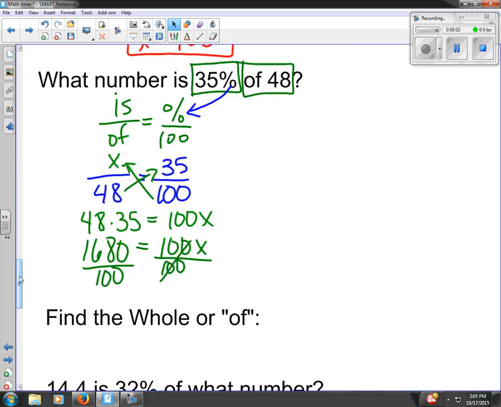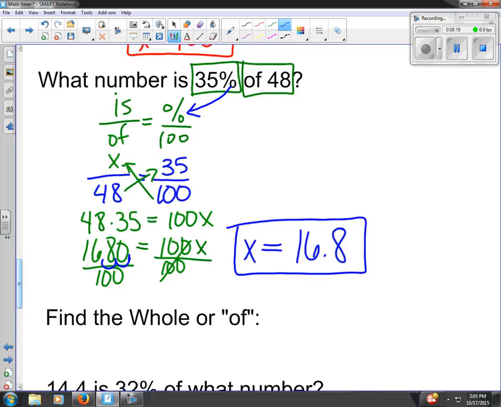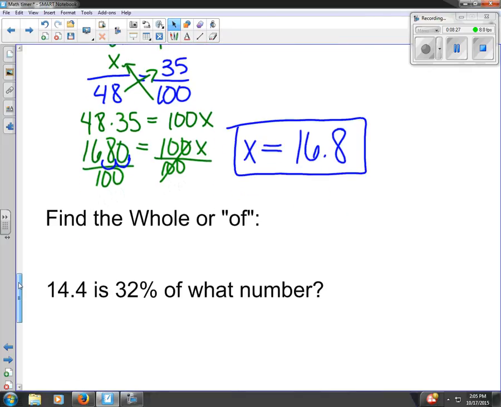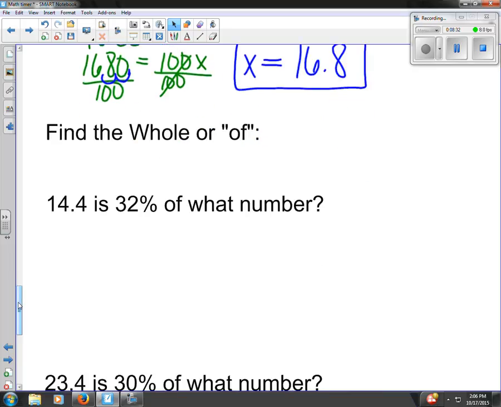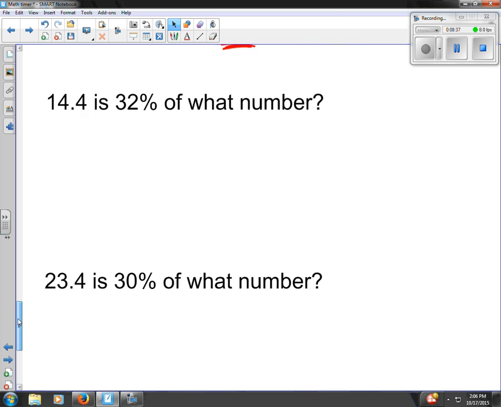When you divide by 100, like we learned last video, you just move the decimal point 2 spaces to the left. The decimal point's hidden on the right, so you move it to the left. 1, 2. So the answer is 16.8. No, it is not a percent, so do not write a percent sign. Remember, the part is not a percent. Now we're looking for the whole, or the of, in our problem.